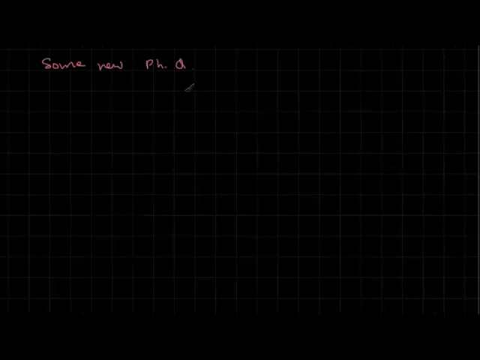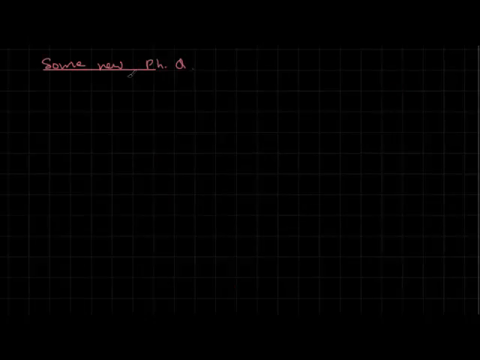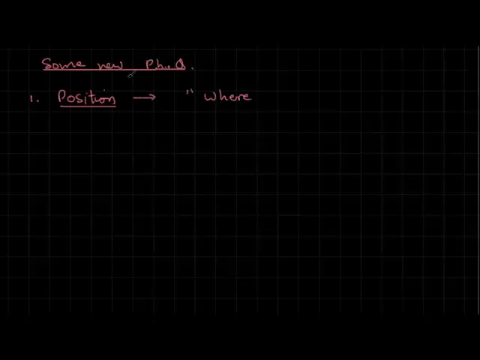Now let us talk about some new physical quantities. Let's start with the position. So these new physical quantities which we are talking about are vectors. So position is a vector. So let's discuss it. So position means simply where an object is located.